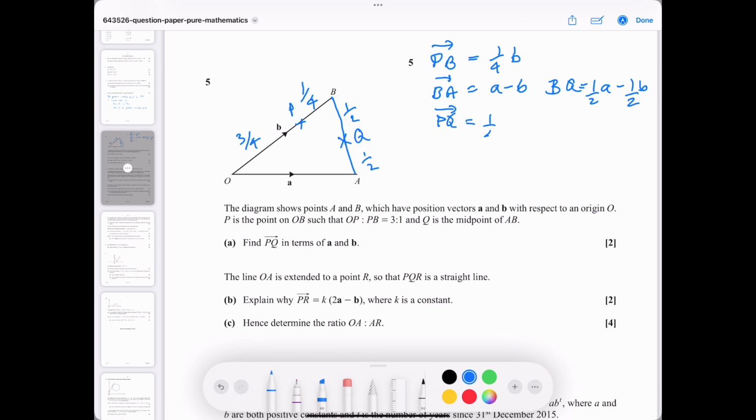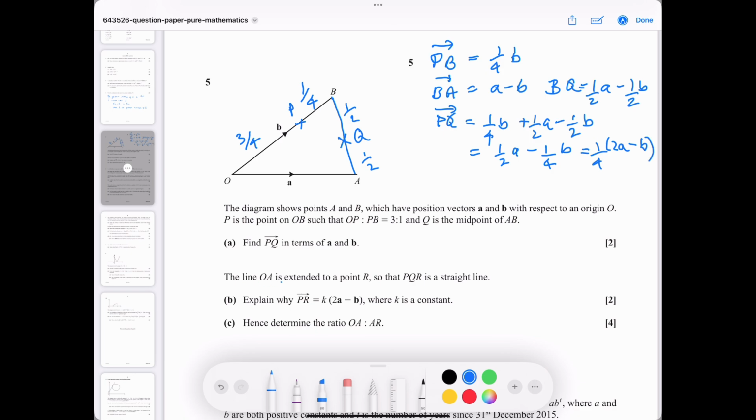And P to Q, therefore, equals 1/4 b plus half a minus a half b, which if we clean it up is half a minus, 1/4 minus a half, which is 1/4 b. And if we take 1/4 out, we get 2a minus b.